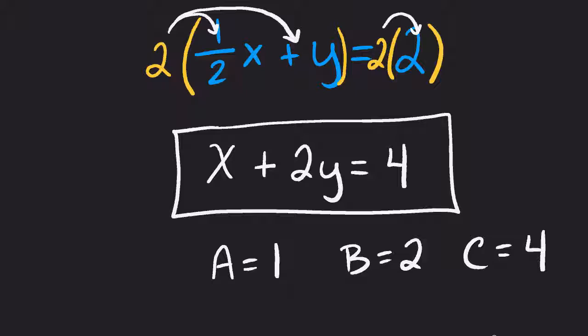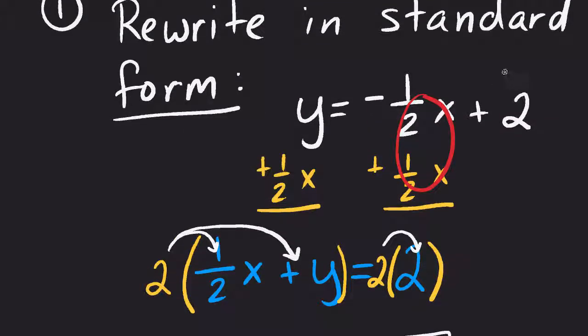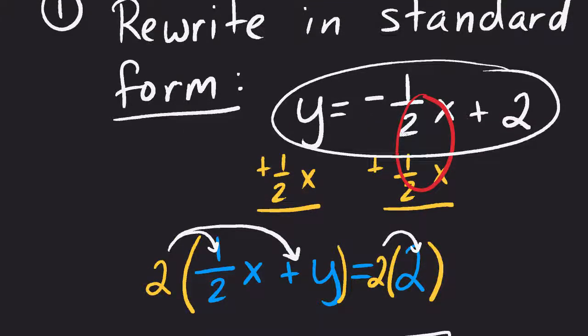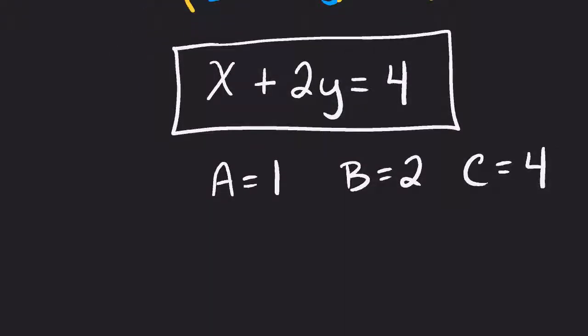And now we have it from the given form, which, if we go back and look at it, they gave it to us in slope intercept form, and we now converted it over to standard form.